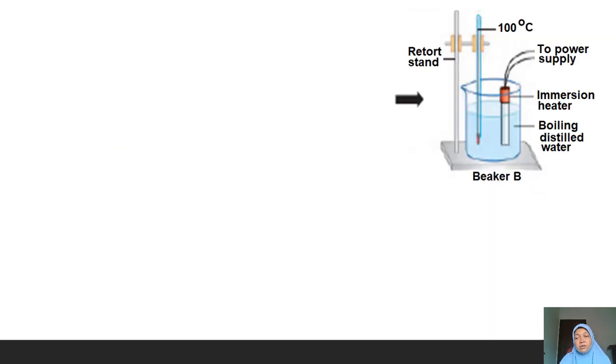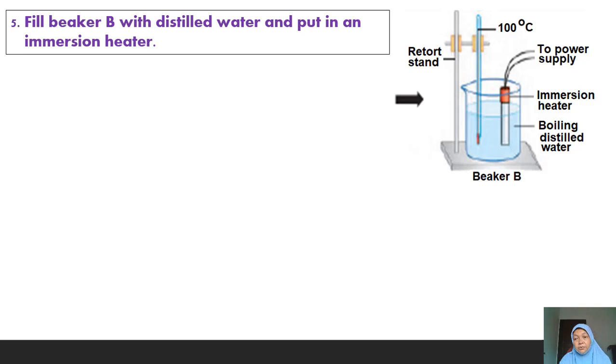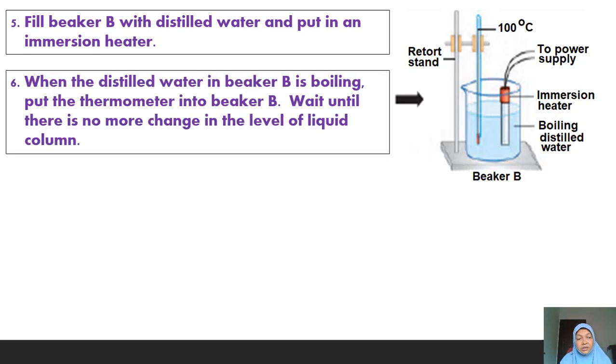Now the next one, we put another beaker B with distilled water, and we heat it up with an immersion heater. So fill beaker B with distilled water and put in an immersion heater. And then we put the thermometer. When the distilled water in beaker B is boiling, put the thermometer in beaker B. Wait until there is no more change in the level of the liquid column.